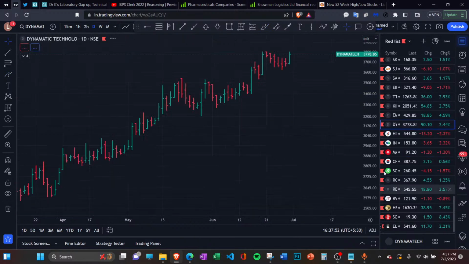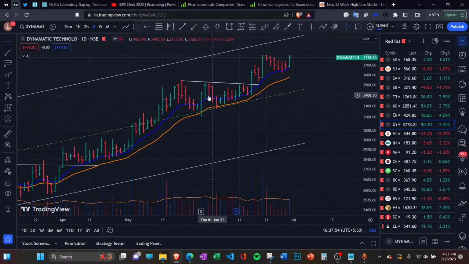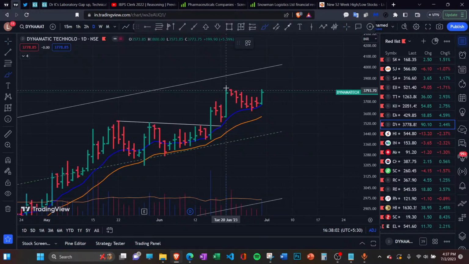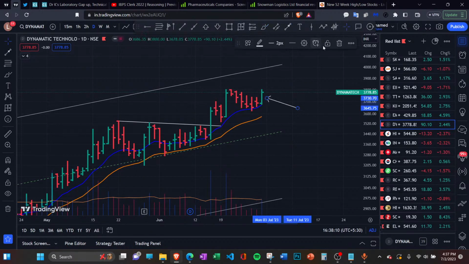Why I selected Dynamatic Tech? Same logic. If you see, it consolidated here within the channel, and then there was this up move candle here, and then a shallow pullback. That means a very small pullback on the 10-day moving average, and then a very good bounce back, again offering me a very good entry point.